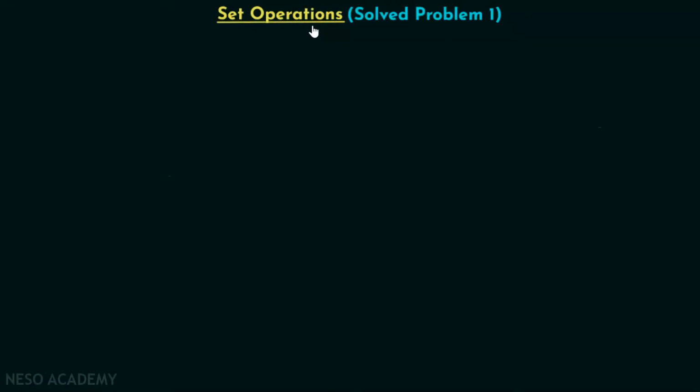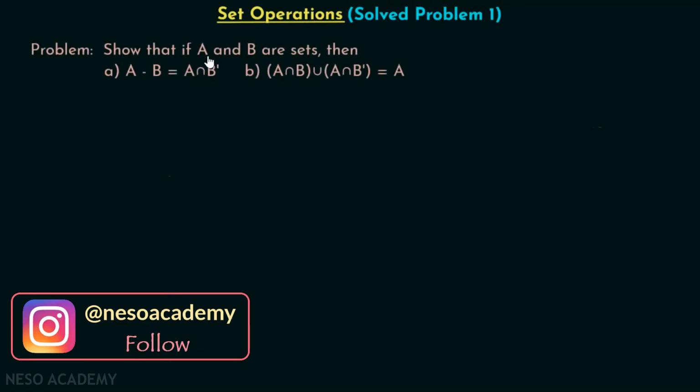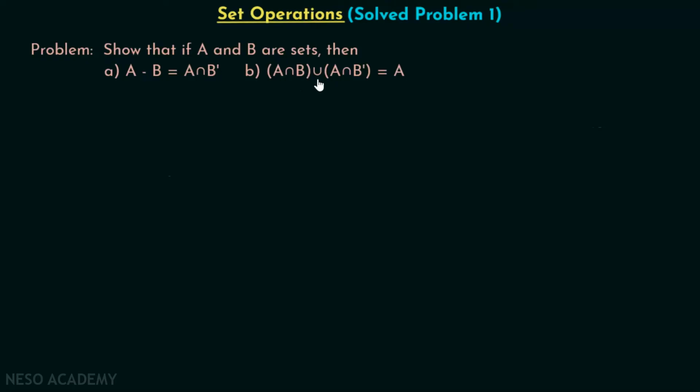In this presentation, we will try to solve one problem related to set operations. So let's get started. Here is the problem. Show that if A and B are sets, then A minus B must be equal to A intersection B complement, and A intersection B union A intersection B complement must be equal to A.